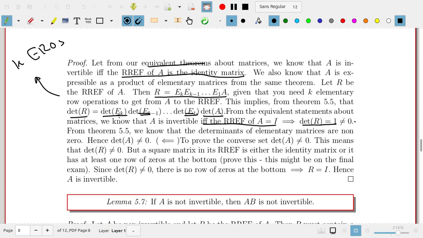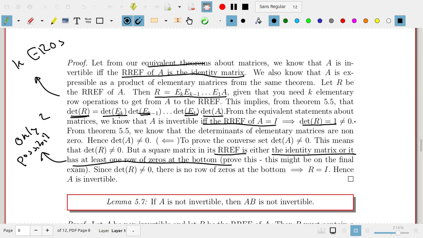Now we prove the converse, the reverse statement, right? Of course, we start with stating the determinant of A is not equal to 0, but that means that the determinant of R is not equal to 0, right? But a square matrix in its reduced row echelon form is either the identity matrix or it has at least one row of zeros at the bottom, right? There are only two possibilities.